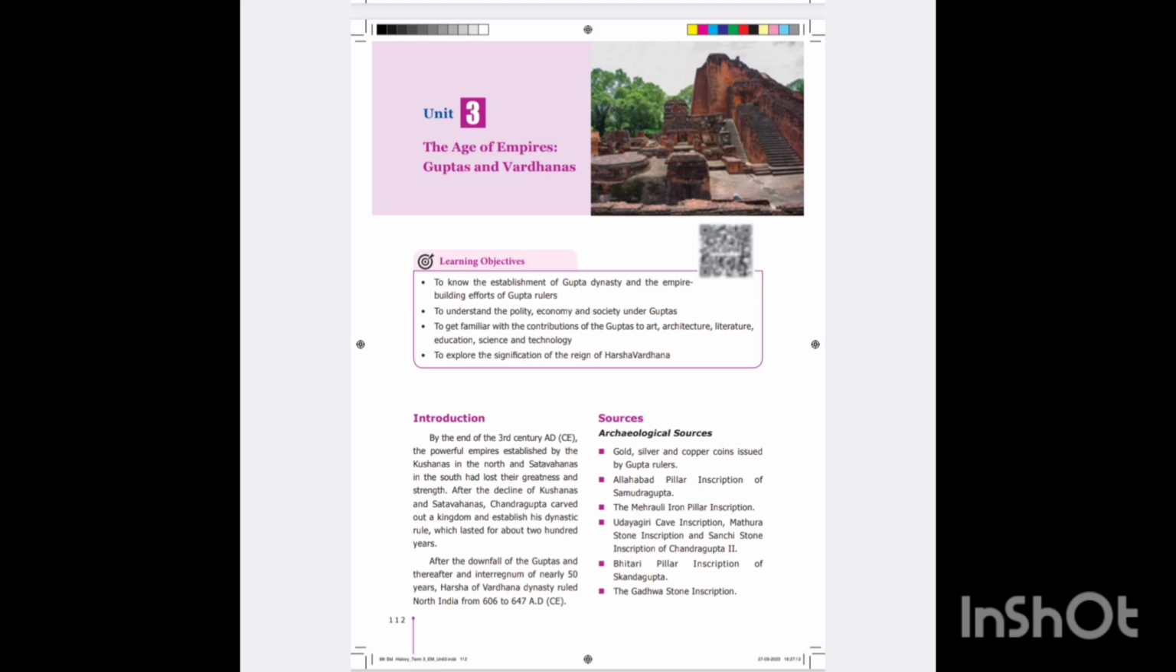Elsewhere, Chandragupta I was the contemporary of Constantine the Great, the Roman emperor who founded Constantinople. Harsha's time coincided with the early days of the Tang dynasty of China. Their capital, Xi'an, was a great center of art and learning.